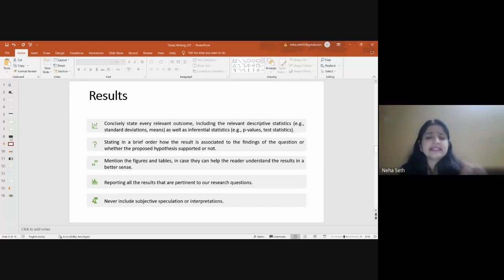So basically, in this chapter, you have to present the results of the analysis that you have done using the tools and data that you have mentioned in the research methodology chapter. Concisely state every relevant outcome, including the relevant descriptive statistics, which define the characteristics of the data, right through to the inferential statistics: what test you are using, what test statistics, what values you are getting, what kind of tables you are getting.